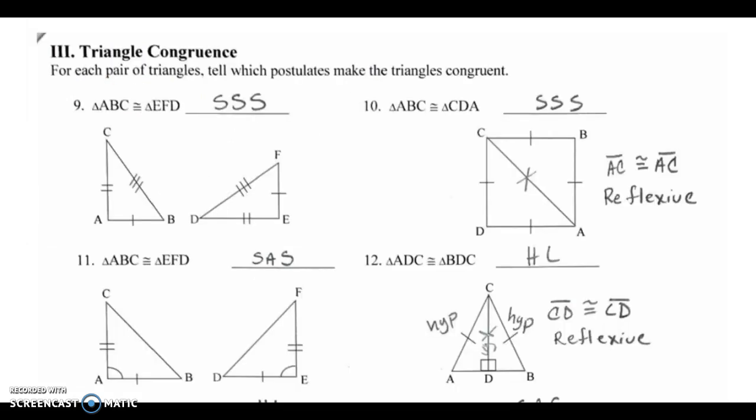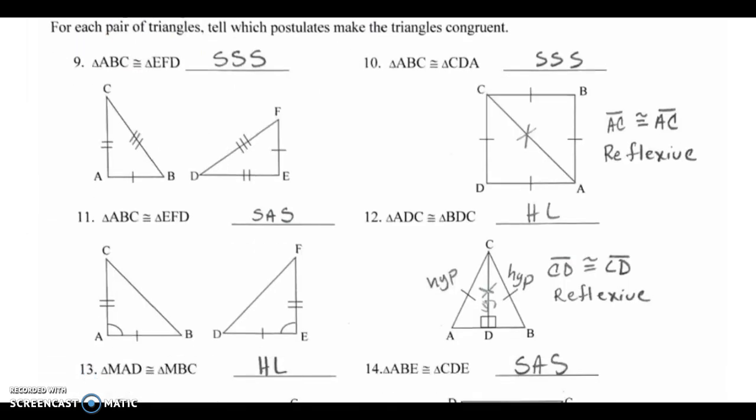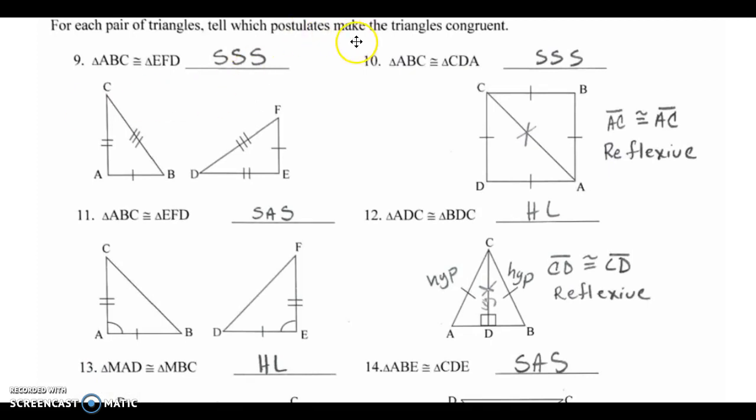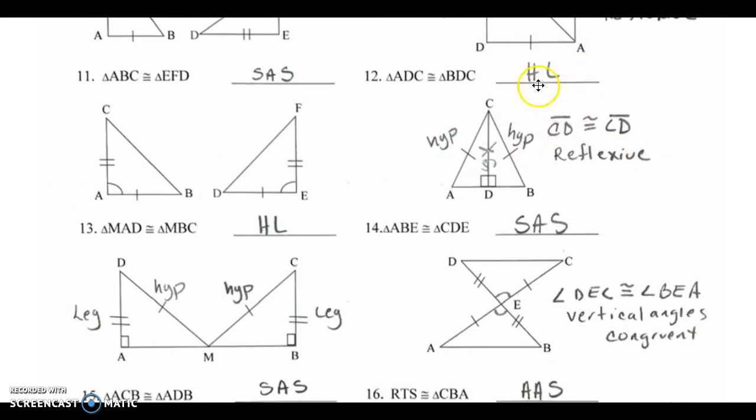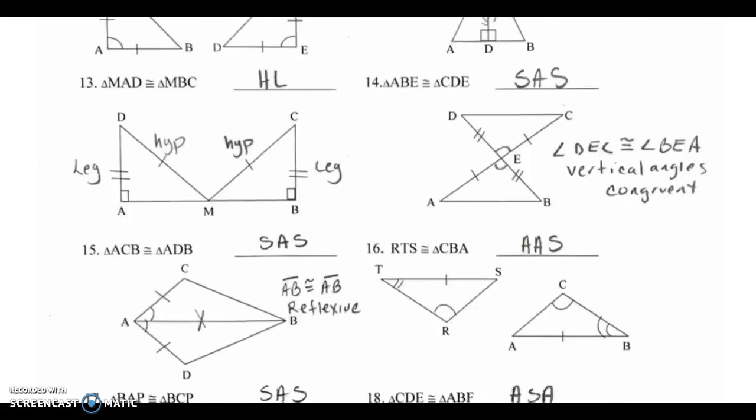Alright, the second page coming up here. All of these were just identifying the postulate that makes triangles congruent. This one shows all three sides, so that's side, side, side. Same thing, all three sides, side, side, side. Hypleg was one of the ones that students got confused about in class. Hypleg requires a right triangle, and if you can identify the hypotenuse and at least one leg, that means you can use Hypleg postulate for it.